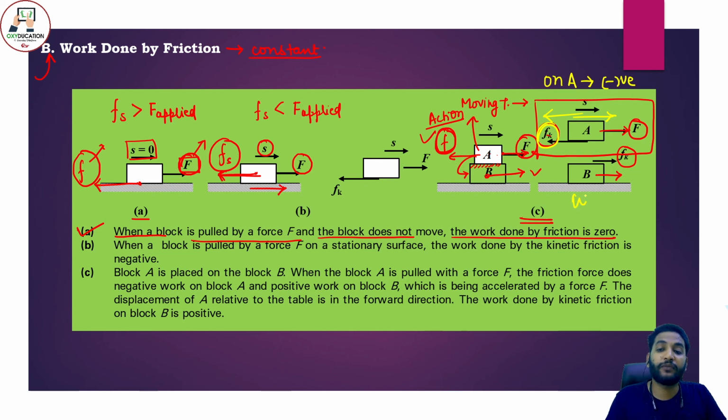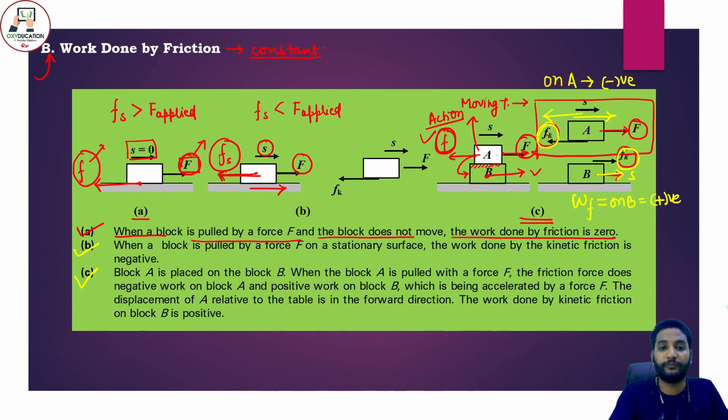But if I ask the work done by the friction force on B, that will be positive. Why? The friction force is responsible for the motion, and both are in the same direction. So the third point is written here. I hope you are getting my point.